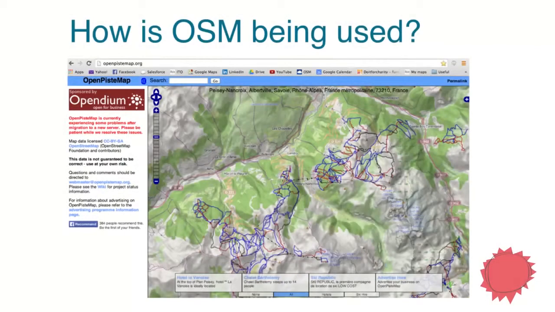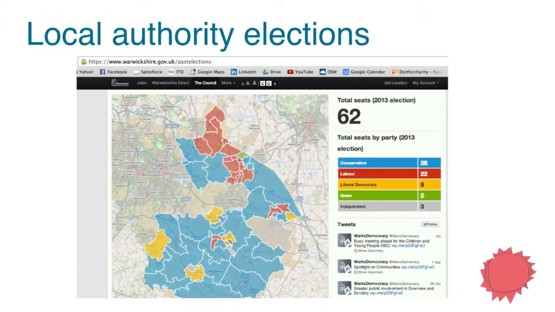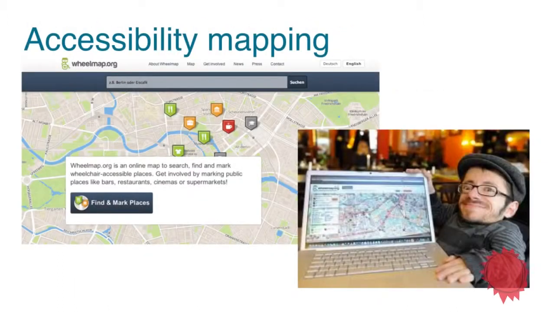How else is OSM being used? Well, Warwickshire County Council used OpenStreetMap to show their election results. Accessibility mapping. This chap here called Raoul, he's led the accessibility mapping. He started in Germany, where he's from, but it gives accessibility details, wheelchair access details for bars, restaurants and so on.